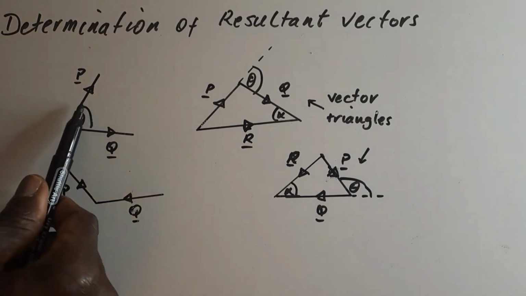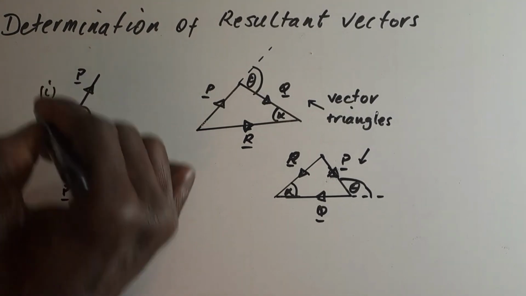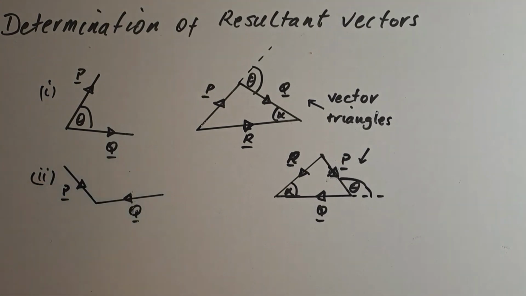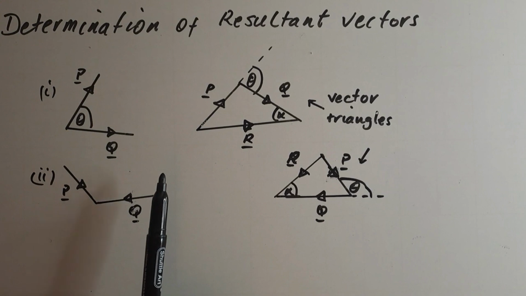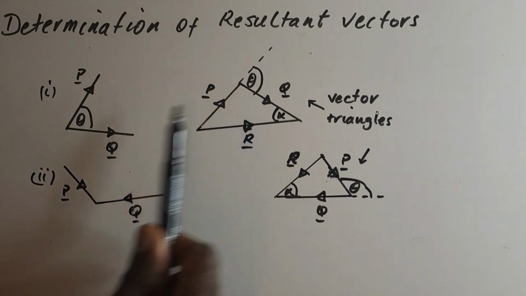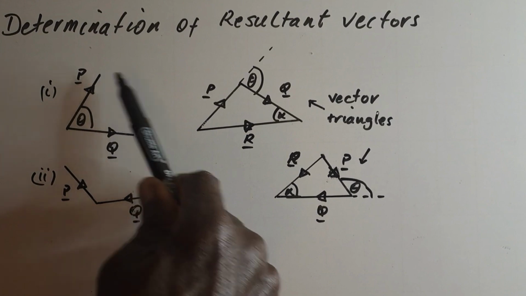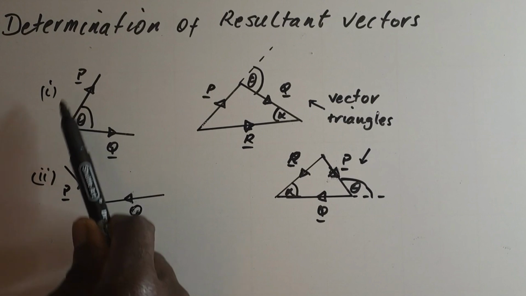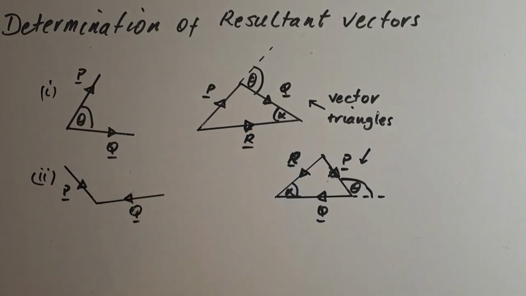As you can see here in this diagram, we represent P here as it is in this diagram, and Q is just shifted across to the end of P and it's drawn in the same direction, Q going downwards that way. And the resultant forms the triangle.